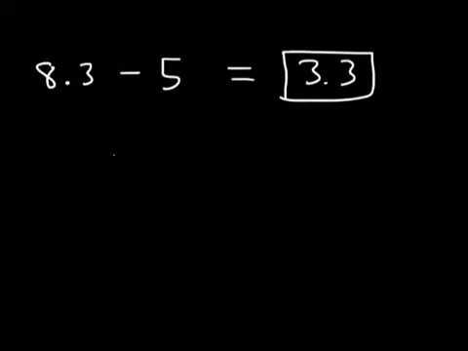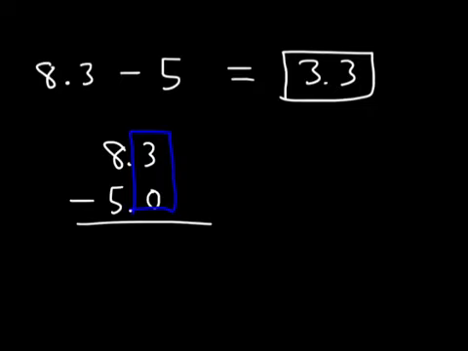Now, if you want to do it the safe way, you can simply line up the numbers. Now, instead of writing 5, we can write 5.0. And so we can do 3 minus 0, which is 3, and 8 minus 5, which is also 3. And so you can apply the same techniques to this type of situation.